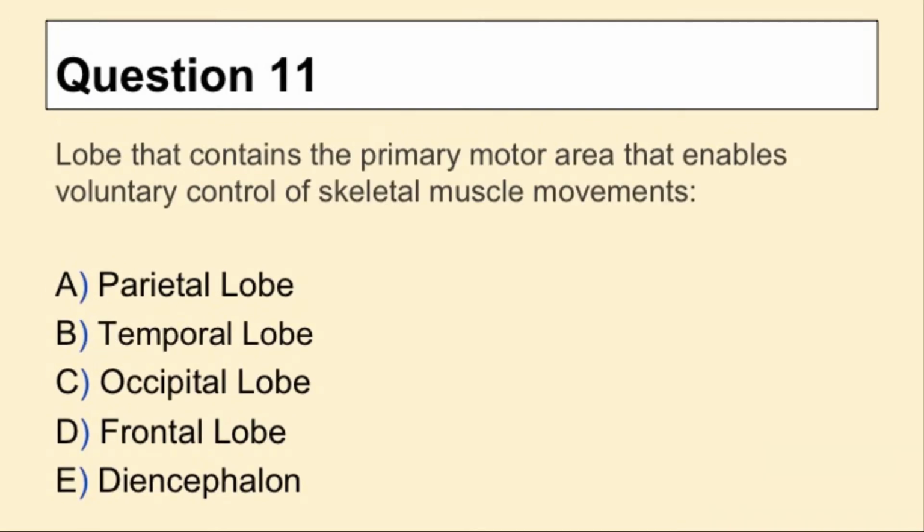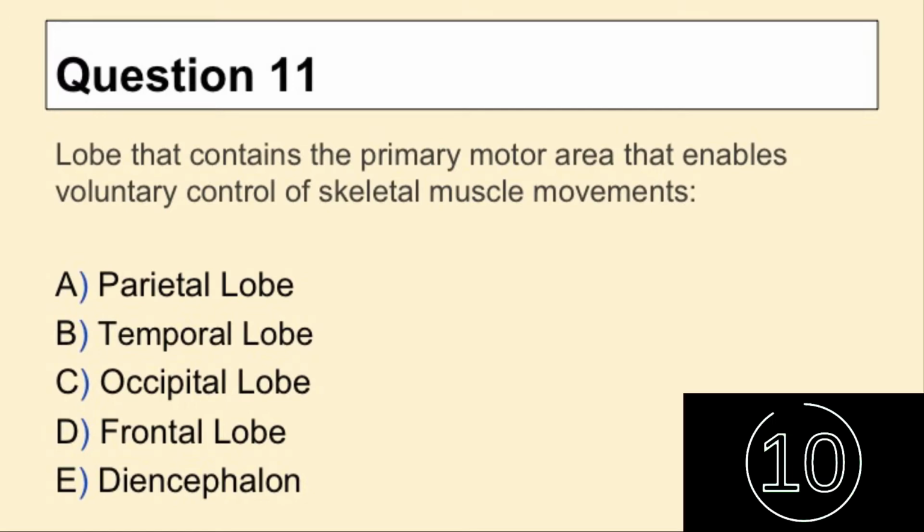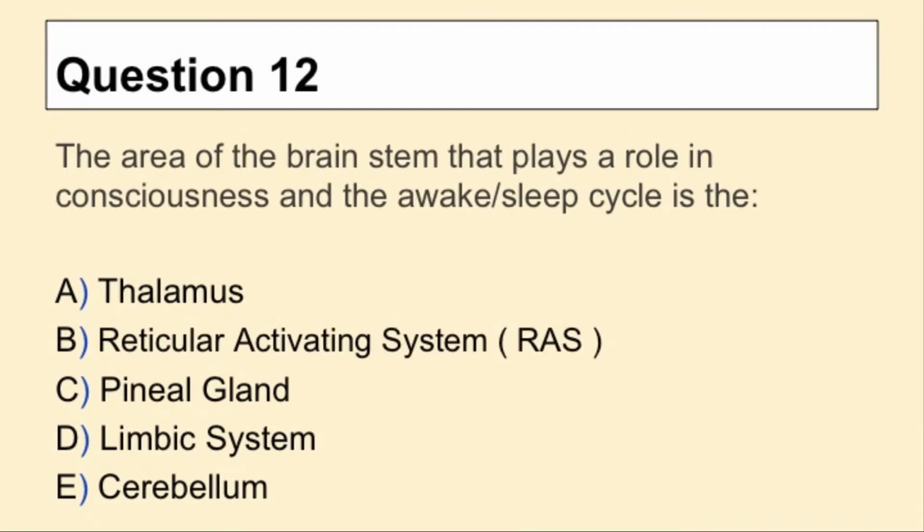Question 11. Lobe that contains the primary motor area that enables voluntary control of skeletal muscle movements. Question 12. The area of the brainstem that plays a role in the consciousness and the awake sleep cycle is the.